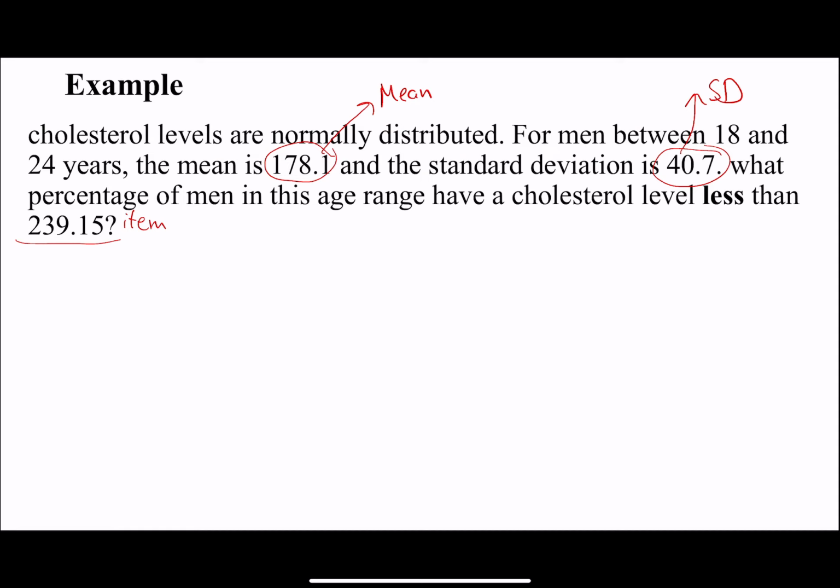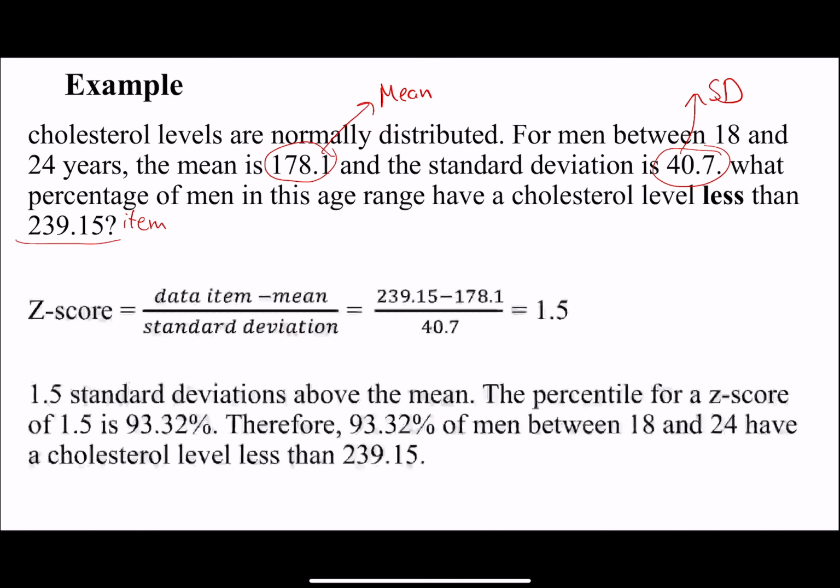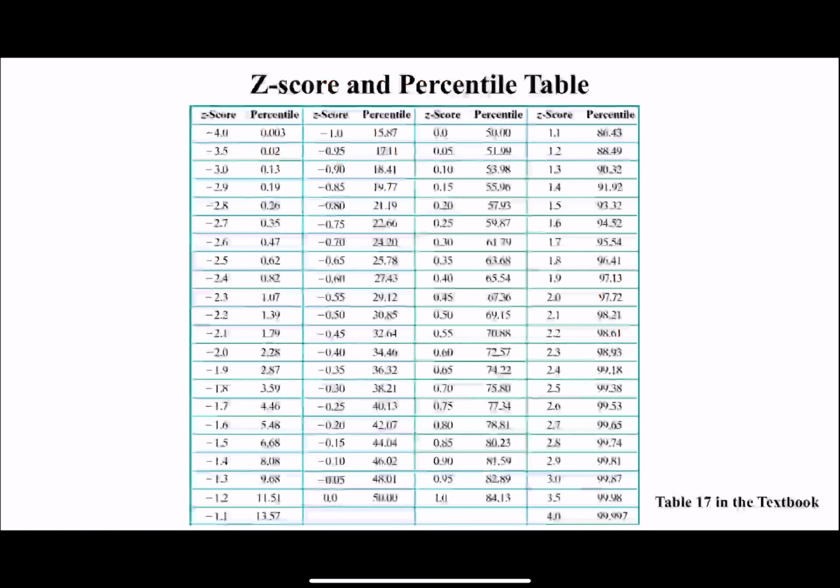Okay, so first of all, we find the z-score, which is data item minus mean value over standard deviation. Your item is 239.15 minus the mean value 178.1 over standard deviation 40.7. So use your calculator, you get 1.5. Okay, positive 1.5. Look at the table. Positive 1.5. Here we go. What is the percentile corresponding to positive 1.5?